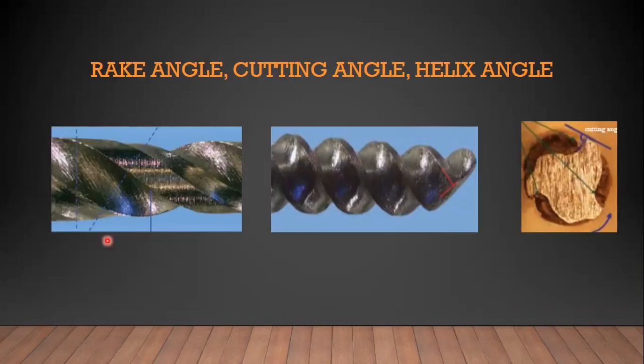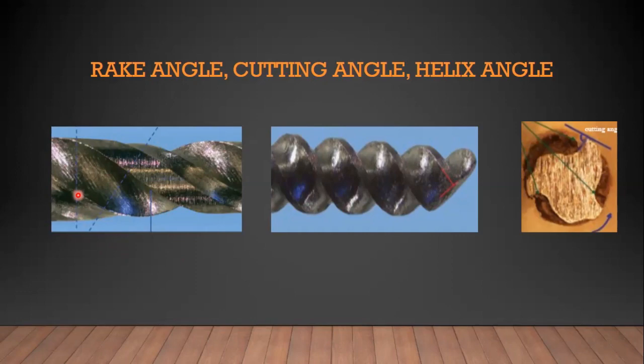Now, what are rake angle, cutting angle, and helix angle? By definition, if the file is sectioned perpendicular to the long axis, the rake angle is formed between the leading edge, or where the file blade meets the canal wall, at an obtuse angle or an acute angle. That is called the rake angle. Rake angle can be positive or negative.